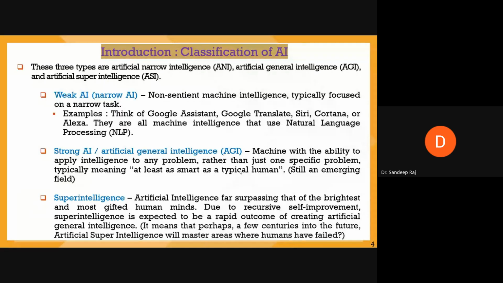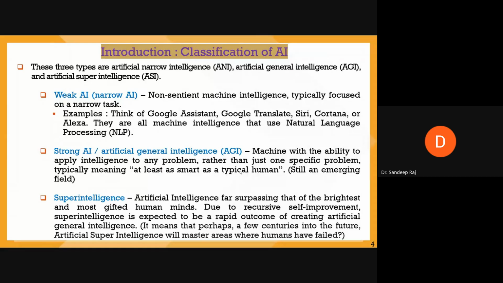So basically, there are three kinds of AI: weak AI, strong AI, and super intelligence. Non-sentient machine intelligence typically focuses on a narrow task. For example, Google Assistant, Google Translate, Siri, and Cortana are examples of weak AI. They are all machine intelligence. They use natural language processing.